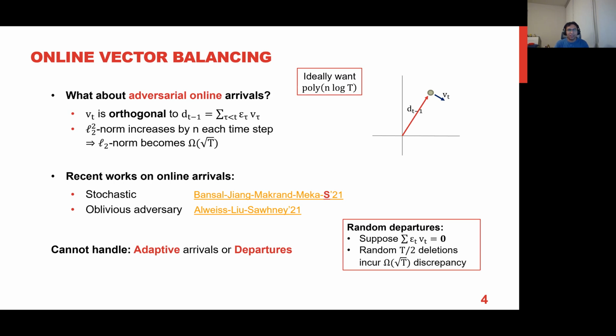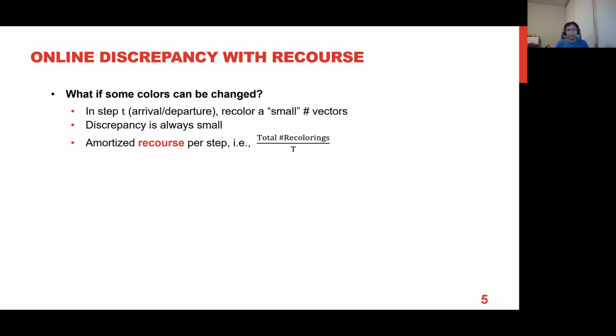So this brings us to the online discrepancy with recourse model, where again you get these vectors, they arrive or depart in each time step. This time you are allowed to recolor some of the old vectors as well. You want to keep the discrepancy small, but you don't want to change too many old colors. So you want to get the best discrepancy while minimizing the recourse, which is the total number of recolorings over the total time steps, so the amortized recourse.